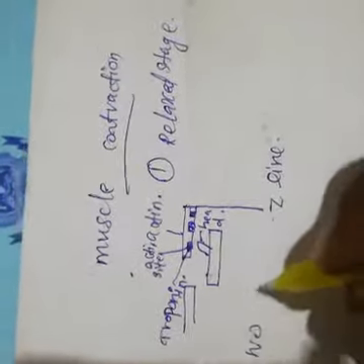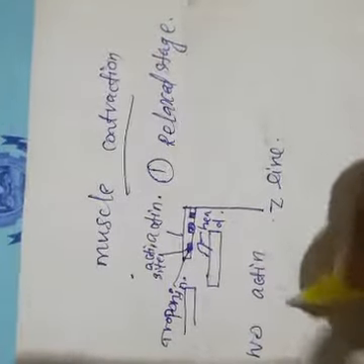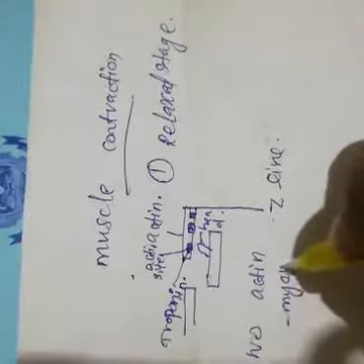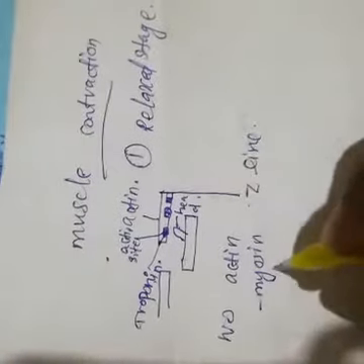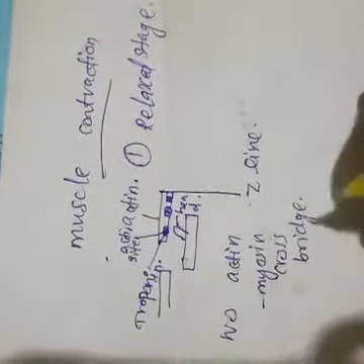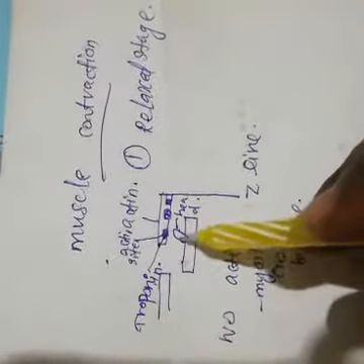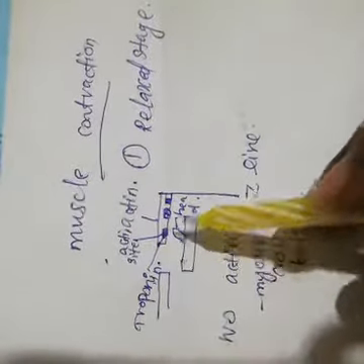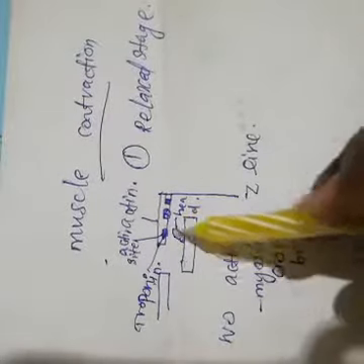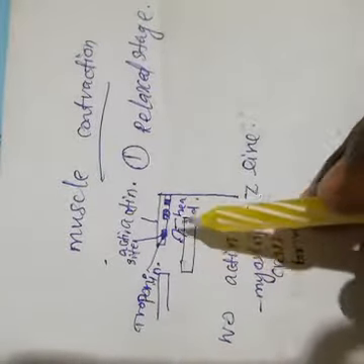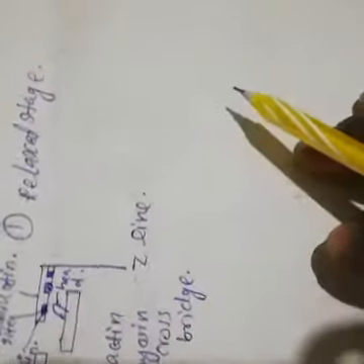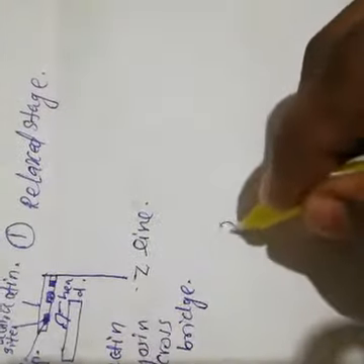No actin myosin cross bridge. Actin myosin cross bridge means connection between actin and myosin. So here there is no connection between actin and myosin, so there is no actin myosin cross bridge here. Then we are going to consider the second stage.